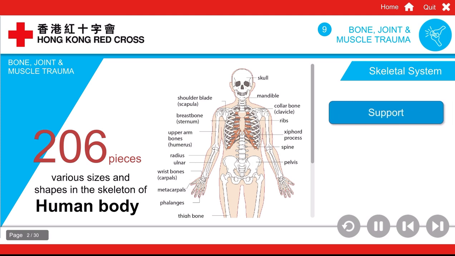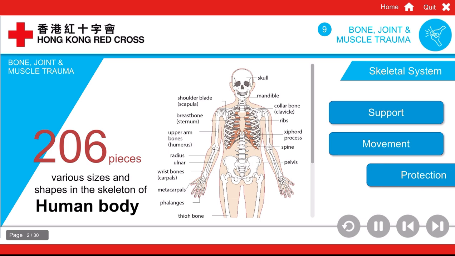First, it supports our weight and body framework. Second, it organizes movement through coordinating with joints and muscles. Third, it provides protection for vital organs.